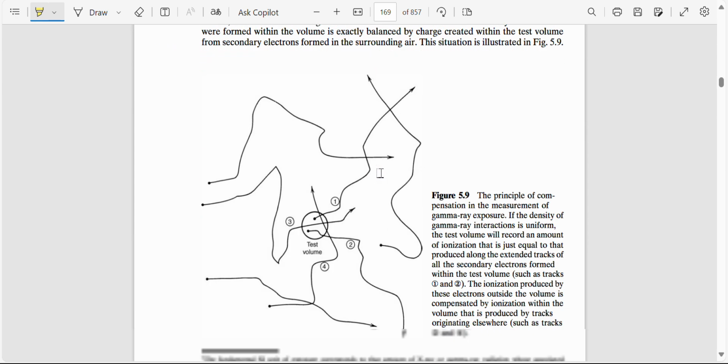So you have to use the air field. These are the ions, you can see one, two, three, four. This is the test volume you have to put inside, and it measures the radiation dose. And these are the tracks you can see which it makes inside your gas filled volume chamber. These are the radiation tracks.